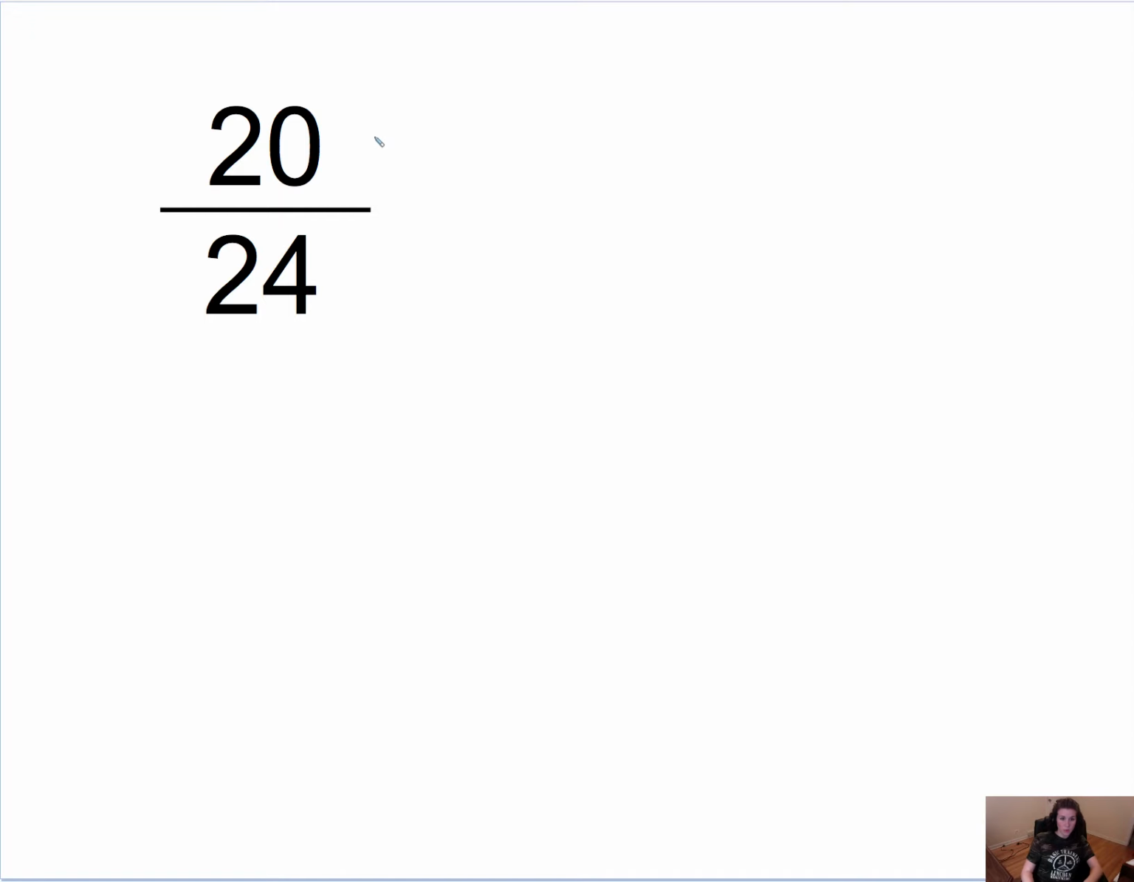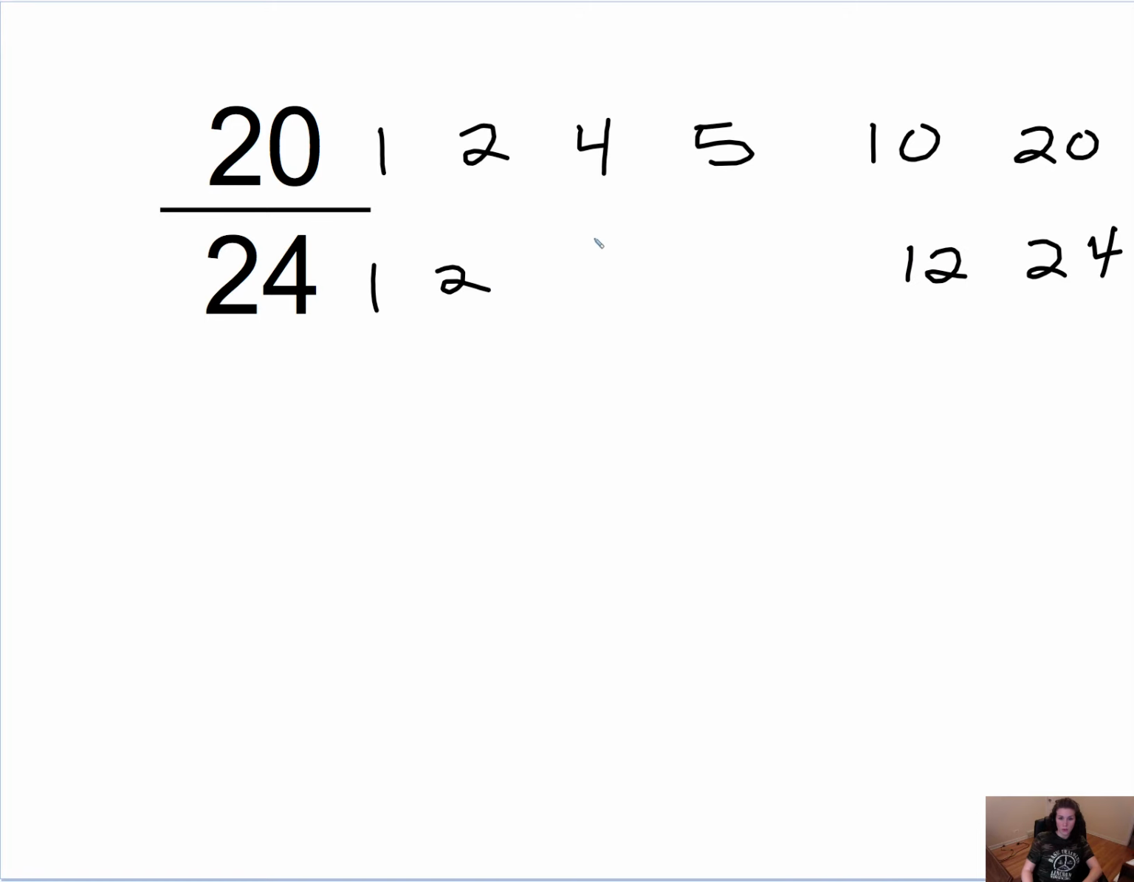So the factors of 20, remember, would be the rainbow. 1 times 20. 2 times 10, we can't do 3, but we could do 4 times 5. Then I'm done. Factors of 24 would be 1 times 24, 2 times 12, 3 times 8, 4 times 6. We can't do 5, so we're done. So now we want to look for the biggest number that they both have in common. So the largest number that they both have in common would be right here, which is a 4.